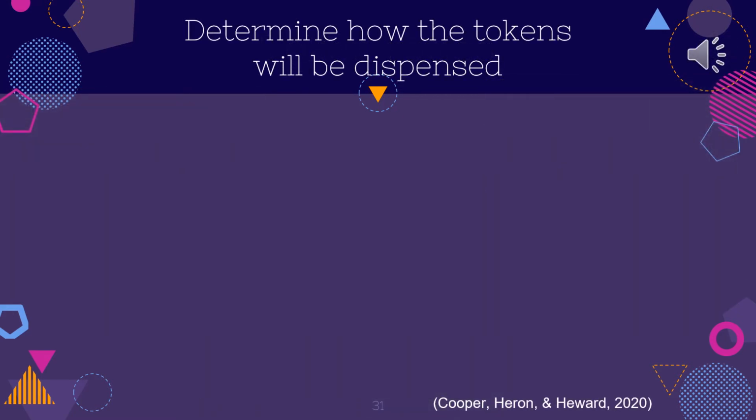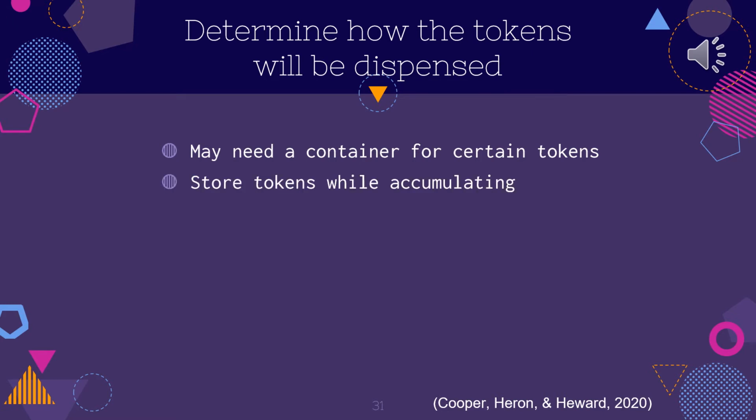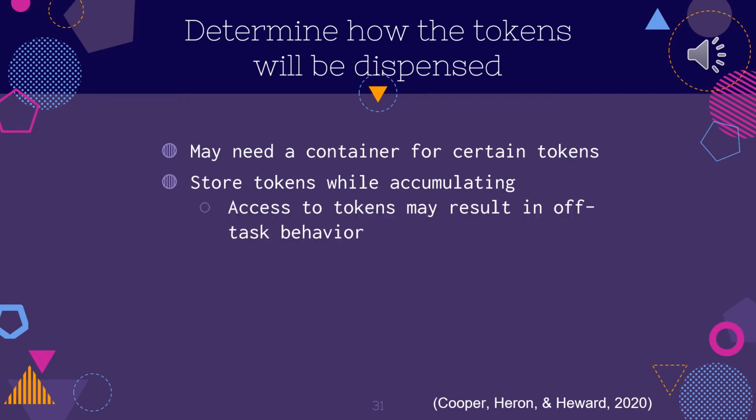The next step is to determine how the tokens will be dispensed. Some tokens, such as a hole punch on a card or check marks on a token board, are obvious, but you may need a container for certain tokens. These tokens could be poker chips, raffle tickets, etc. So you should store tokens while accumulating them. One thing to be wary of is that access to tokens may result in off-task behavior. So having a container can mitigate this.